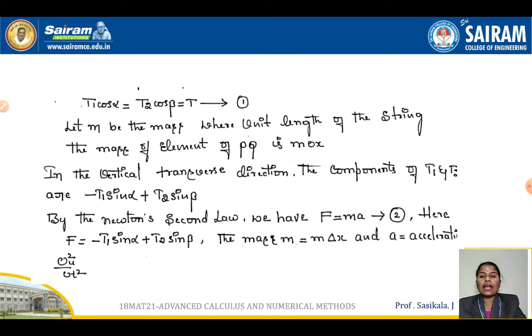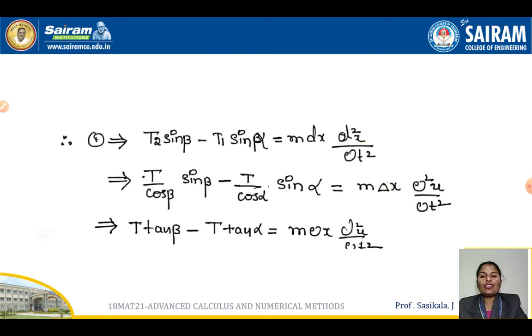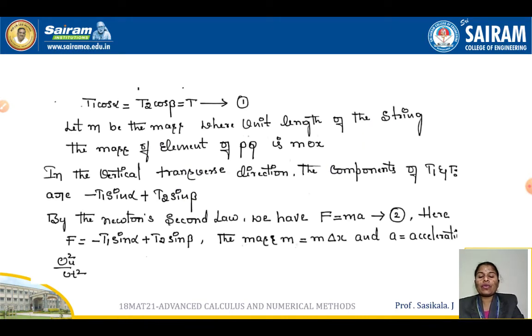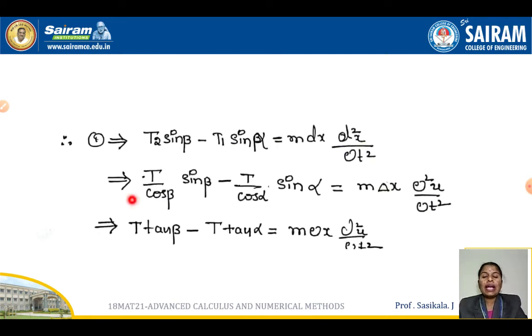I'm going to replace the terms of T2 and T1 from here. What is that? T1 is equal to T by cos alpha, then T2 is equal to T by cos beta. From equation number 1, I can replace T2 and T1.